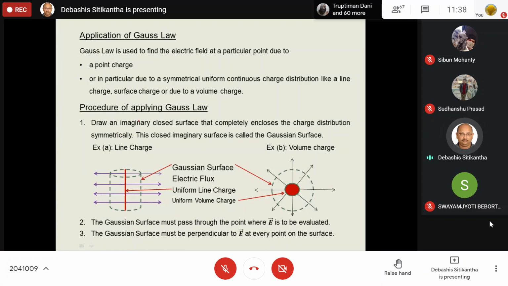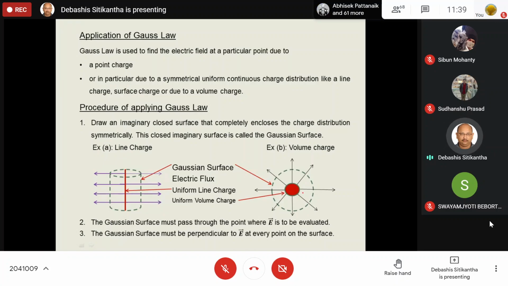Procedure for applying the Gauss law. Okay, first one, draw an imaginary closed surface that completely encloses the charge distribution symmetrically. This closed imaginary surface is called Gaussian surface. We have already discussed this one. Over here I have given one example. If I have a straight line charge, then obviously the Gaussian surface is going to be a cylinder because it is a closed surface. So the dotted portion is the Gaussian surface.